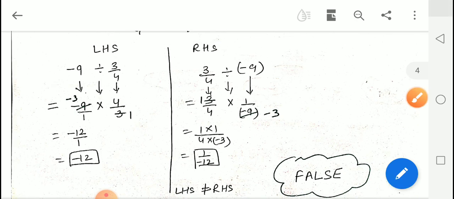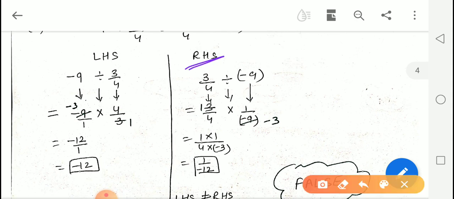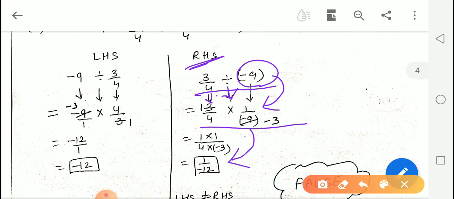Now let us see what happens on the right hand side. This is the right hand side. Here 3 by 4 divided by -9. So we will copy down the 3 by 4 as it is. The division sign is changed into multiplication, and we will do the reciprocal of this. Then we will do the cancelling in this step, and we will get 1 upon -12 as the answer.